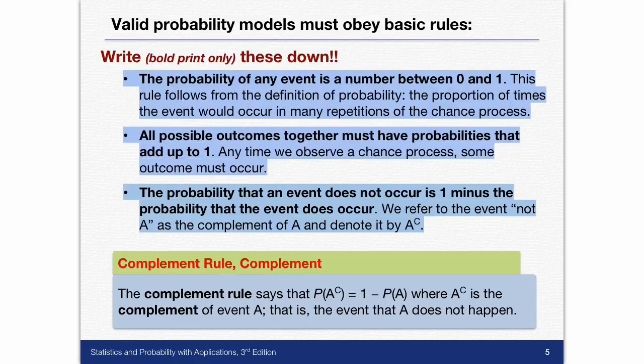The second rule: all possible outcomes together must have probabilities that add up to 1. So all the possible outcomes that happen, when you add up all the probabilities, they have to add up to 1. Anytime we observe a random chance, something has to occur. So they have to all add up to 1.